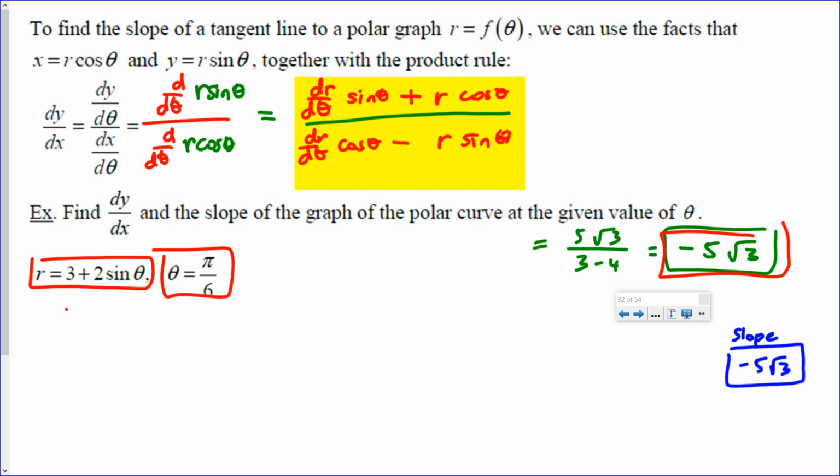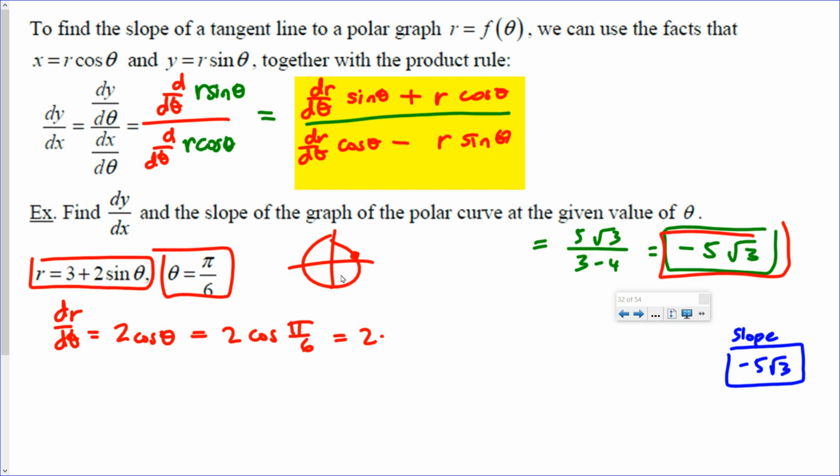Let's take the first component, dr d theta. What is that? Well, they give you r, so it's just the derivative of this with respect to theta. What's the derivative of 3? 0. What's the derivative of 2 sine theta? 2 cosine theta d theta, but that's just 1. So there we are, 2 cosine theta. But do we know what theta is? Yes, it's pi over 6. So you just plug in here. What's cosine of pi over 6? Let me think about where that is on the unit circle. Cosine of pi over 6 is square root of 3 over 2. So this is just square root of 3.